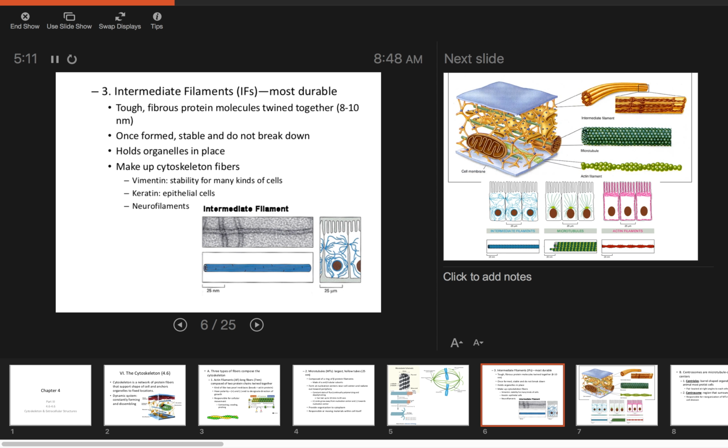I love this side view of it, just showing how they intertwine and give support. Organelles can just kind of rest in this little nook, kind of like a hammock, until they need to be moved again. So intermediate filaments, you find these guys, keratin is the main ingredient, vimentin. I don't really know what vimentin is, but I know what keratin is. It's in your epithelial cells. Neurofilaments, so they're also found in your neurons.